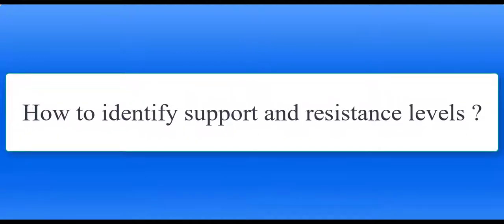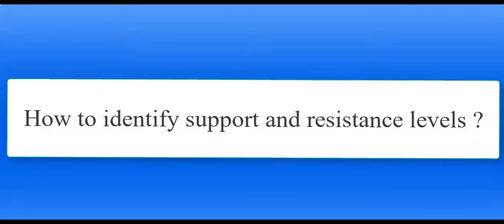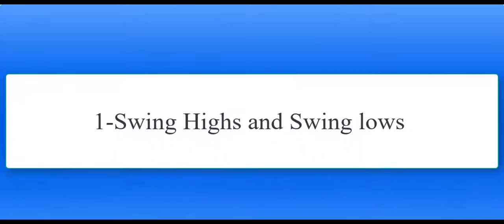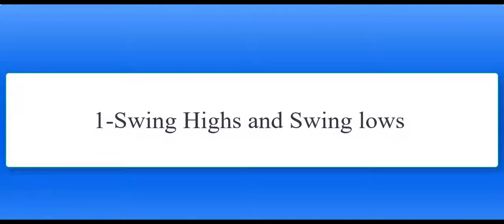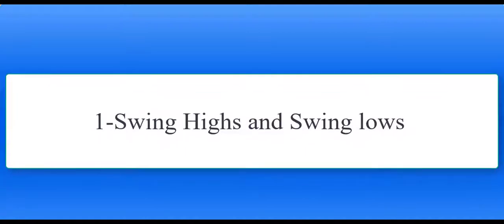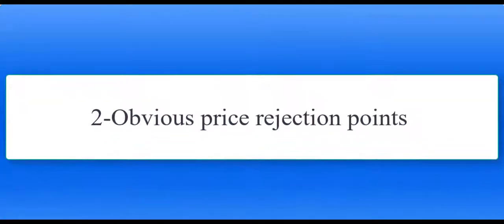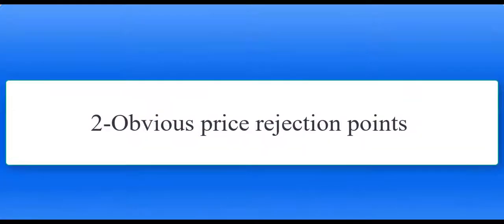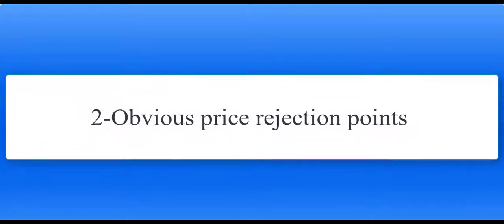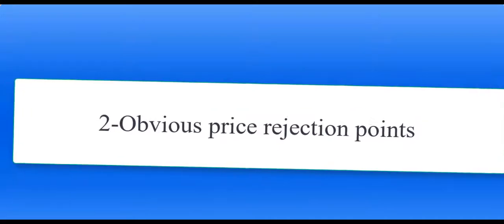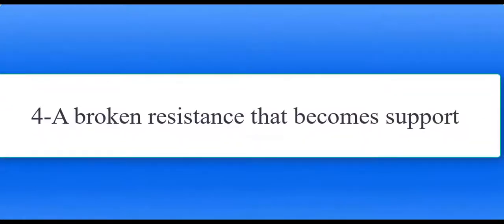In fact, there are specific criteria we look for to identify support and resistance levels. First, swing highs and swing lows, meaning the highest and lowest points that price has reached in recent time. The second trait is an obvious price rejection point, and here we look for levels where prices are clearly rejected and reversed in the opposite direction. And the third trait is broken support levels that become resistance and broken resistance levels that become support.